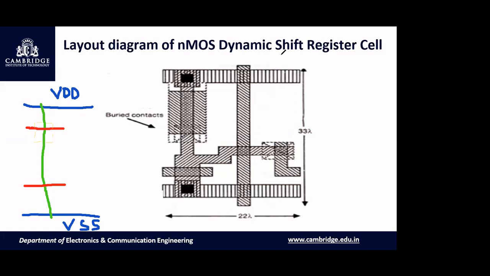Getting it? And we need to make a contact. Here, one contact would be required. This is contact cut. Here, one contact would be required. So just remember the circuit diagram. Done.